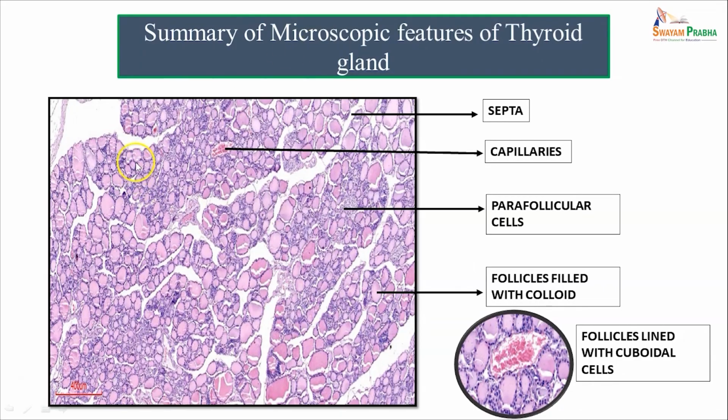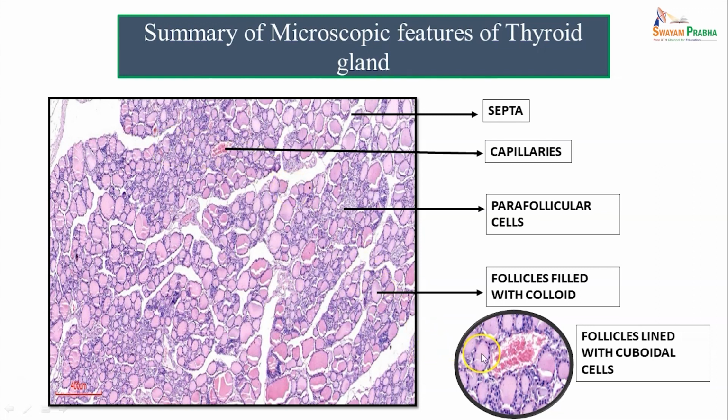Summarizing the microscopic features of the thyroid gland, it is covered by a thick, irregular, dense connective tissue called the capsule, which sends collagenous fibers called septa. Septae carry lymphatics, nerve fibers and capillaries along with them. These septae divide the gland into lobules. The lobules are filled with follicles. The follicles are filled with colloid.